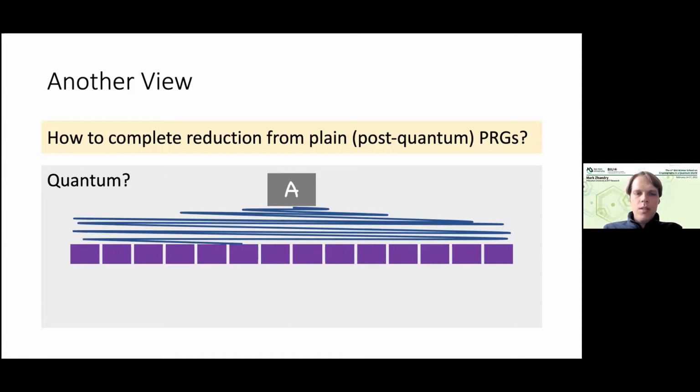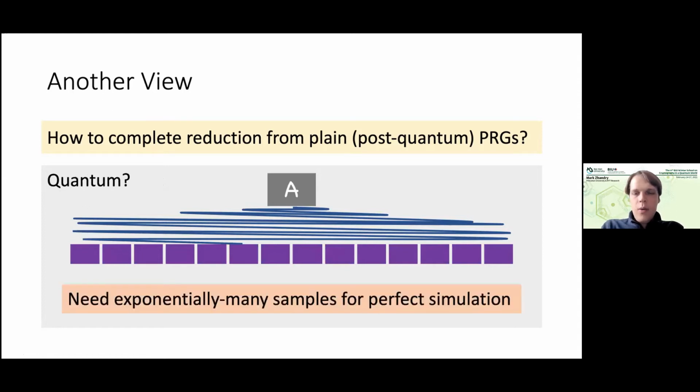When you move to the quantum setting, however, A makes a superposition query, and even if they make just a single query, their superposition query potentially will touch all of these values. And if you think about doing a committed programming type of reduction, if we commit to a function, it looks like, if we want to simulate this perfectly, we either need exponentially many values from the PRG, or we need exponentially many uniform values.